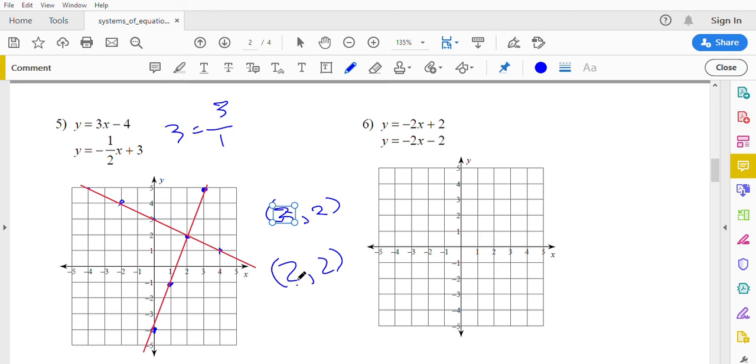2, 2. Good. So in other words, if I plug 2 into this one, 3 times 2 is 6. 6 minus 4 is 2. -1/2 times 2 is -1, plus 3 is 2. So that's going to be our solution right there.